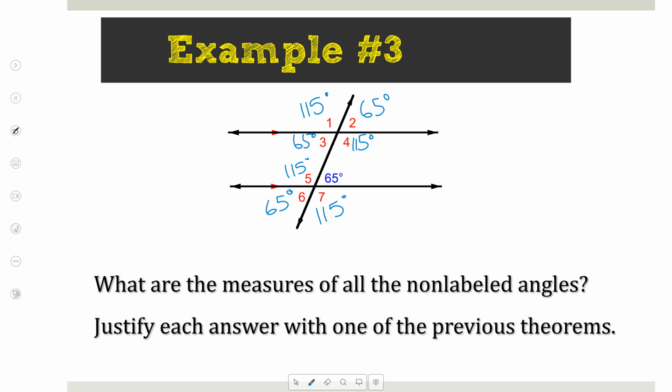Now, before I go back to the other slides, what can you tell me about alternate exterior angles? Good. What about those measures?